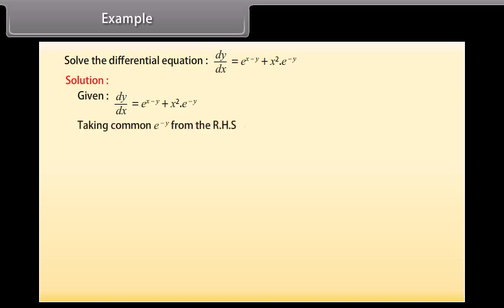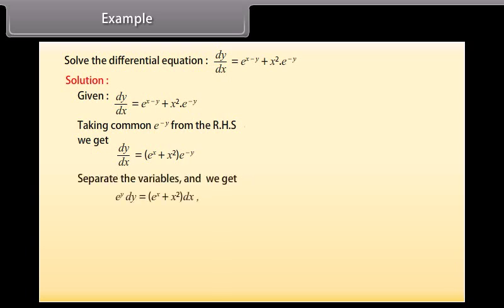Taking common e power minus y from the right hand side, we get dy by dx equals e raised to the power minus y into (e raised to the power x plus x squared). Separate the variables and we get e raised to the power y dy equals (e raised to the power x plus x squared) dx.